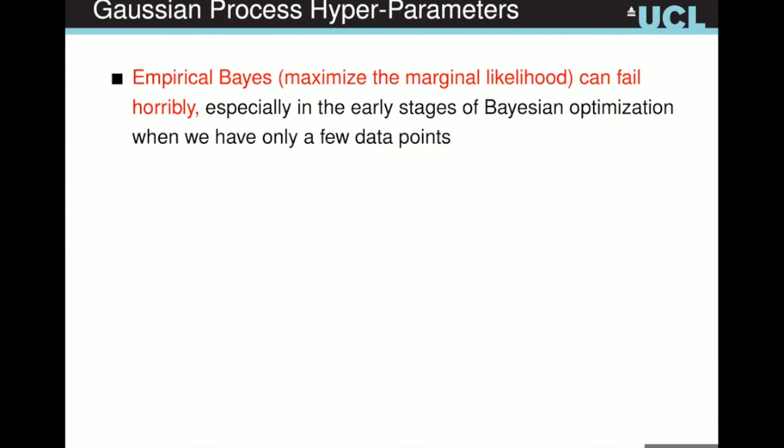We looked at the marginal likelihood surface yesterday, and you saw that it can have multiple local optima. That is definitely true when we have relatively small data sets, because then we have multiple explanations of the data that all make sense. Picking a single explanation could be a really bad idea. And we definitely start with relatively small data sets in Bayesian optimization. So maximizing the marginal likelihood can be a really bad idea.